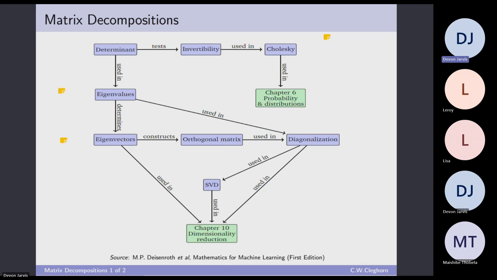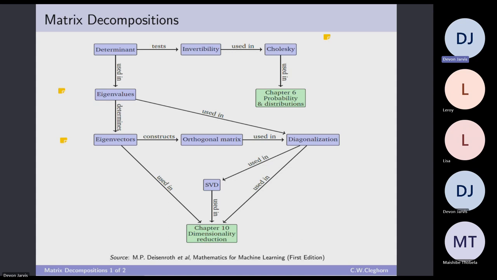And so, as always, here is the map of the concepts of this chapter. What we're going to mainly focus on today is the determinants and ideas around invertibility, a little bit on the eigenvalues and eigenvectors. And then from next week and the beginning of the week after that, we'll go into eigen decomposition a bit more, diagonalization, singular value decomposition, and Cholesky decomposition. So there's a couple of these.